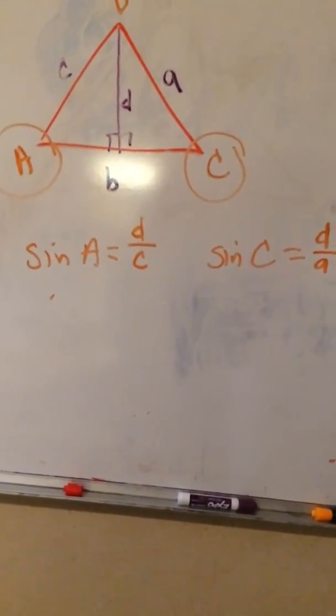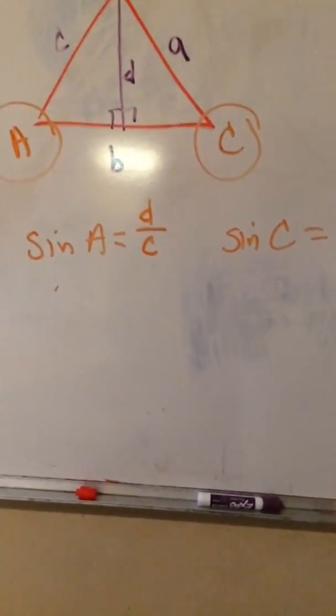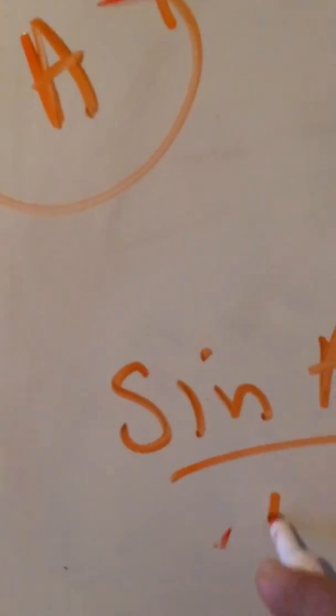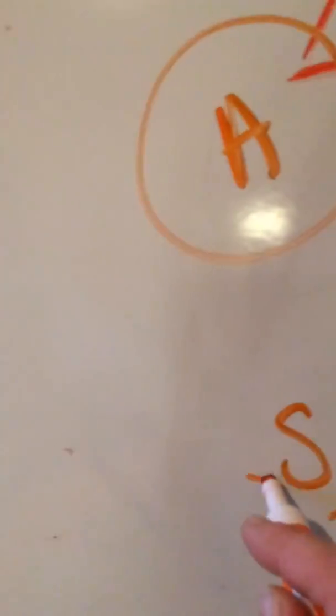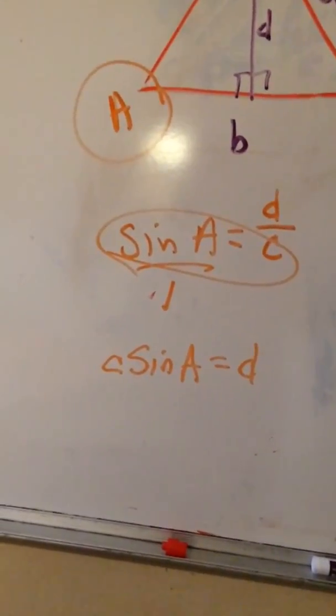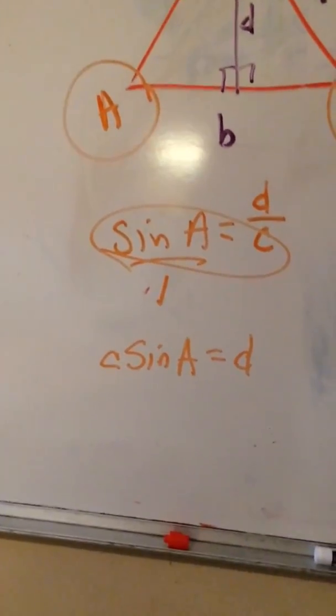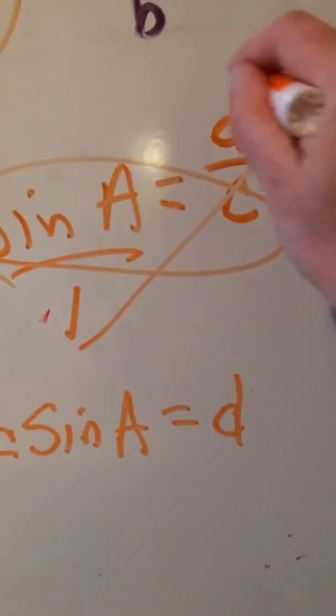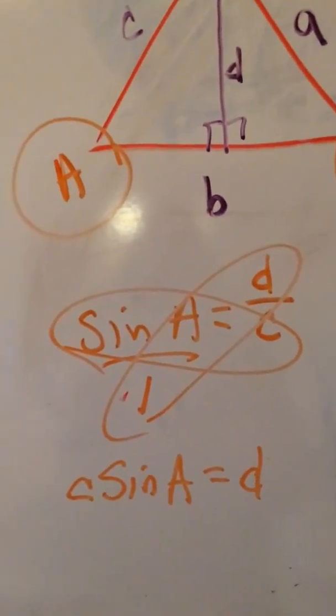You know what? I don't like fractions. Let's get rid of them. Let's drop a 1 under this guy and cross multiply to find out that c sine of A equals d. If I lost you, don't stress, this video will help. But if you're still with me, check this out. Forgot to circle my cross multiplication magic there.